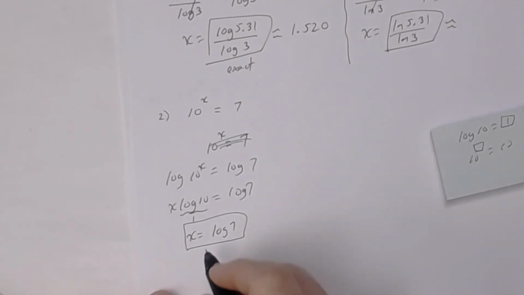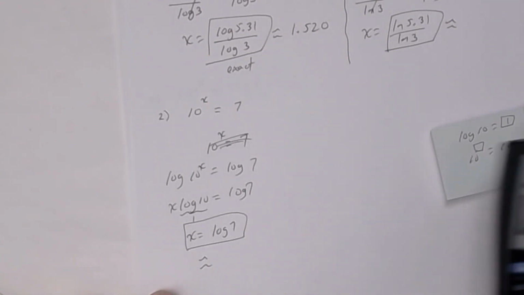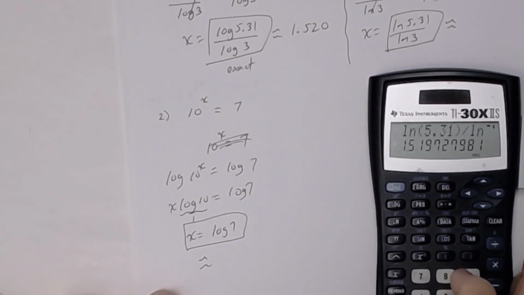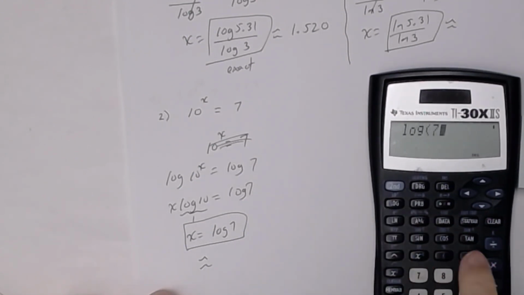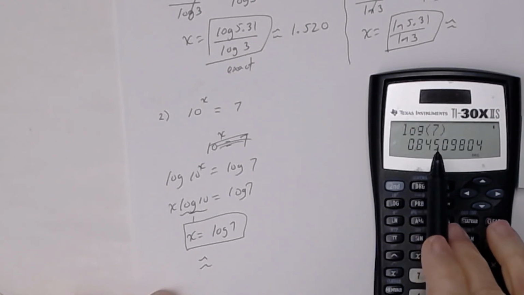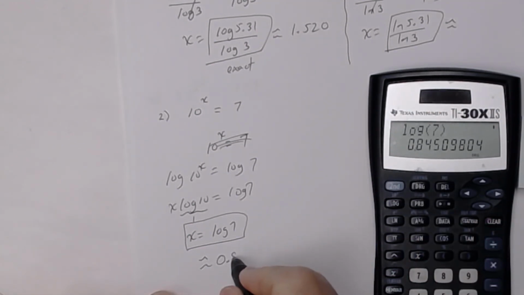And now approximating this, so this is just log 7. So approximating that, log 7, you get to 3 decimal places, so that's less than 5, so that stays 5 here. So 0.845.